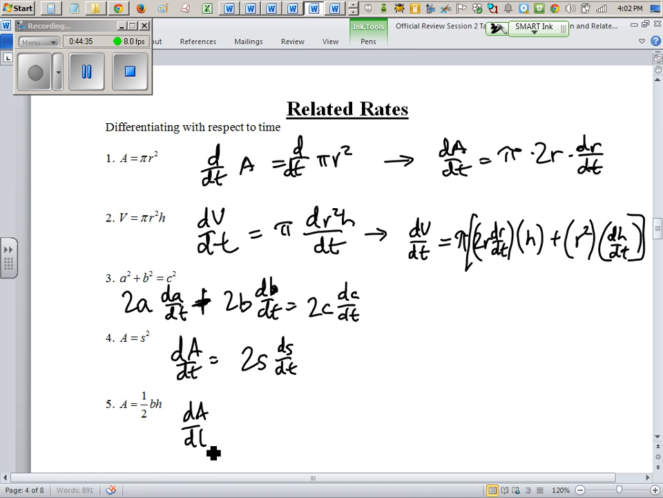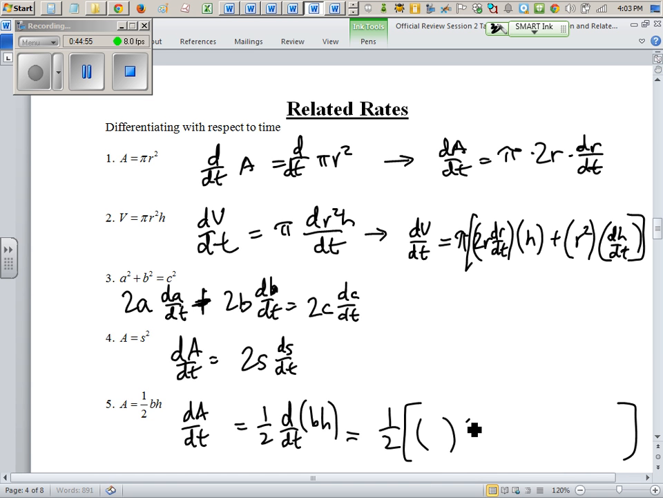This is probably area of a triangle, right? So there's a 1/2 here. But how do you take d/dt of bh? And you have not been told that the base and height of the triangle are constant or anything. They might be changing. So what's the safest thing to do? Just use product rule again, right? So class, why don't you tell me what this is? What is it? dB dt times h plus dh dt times b.